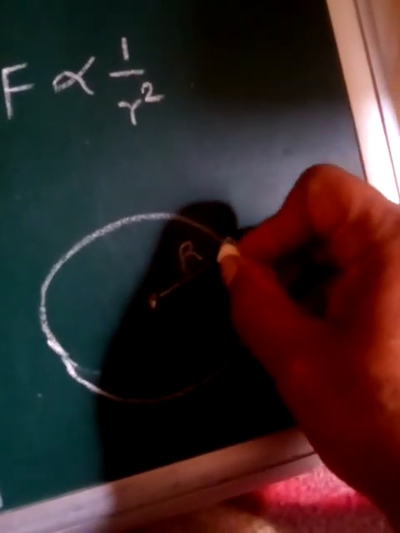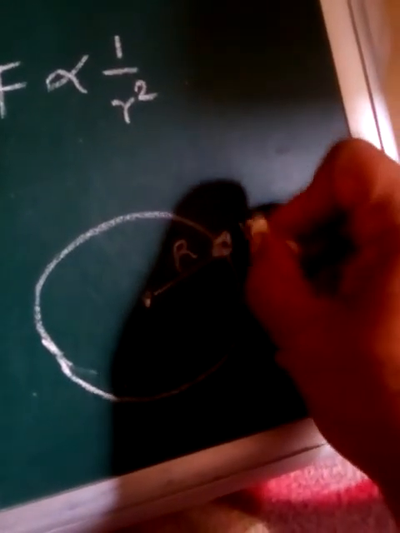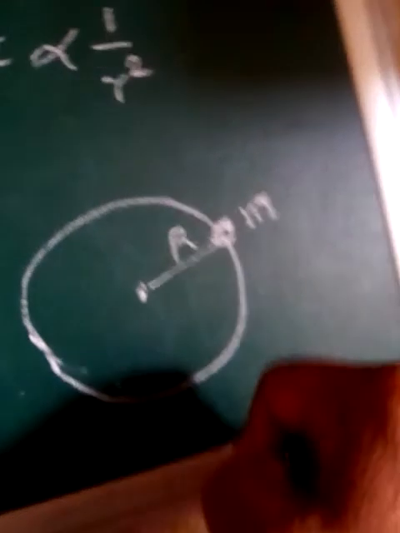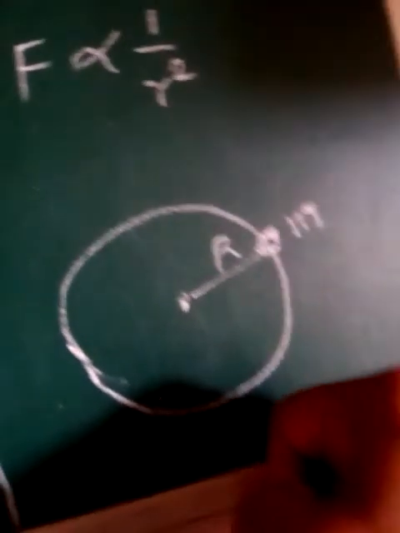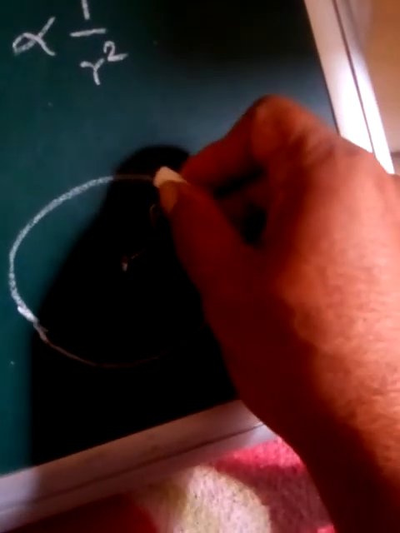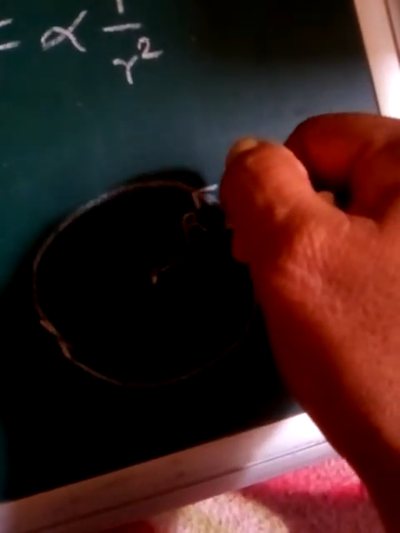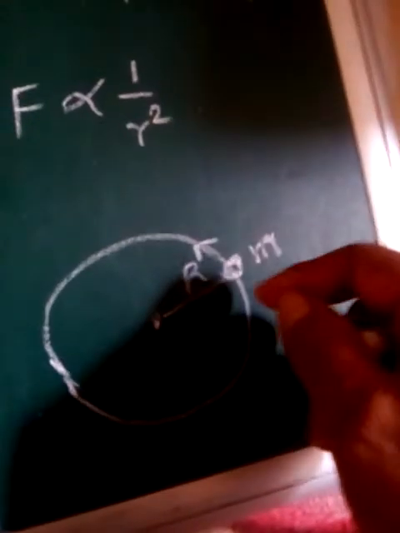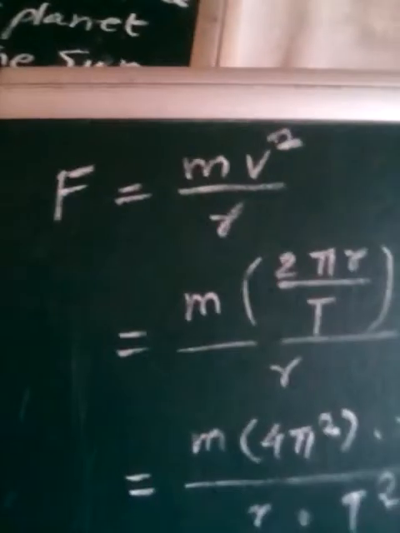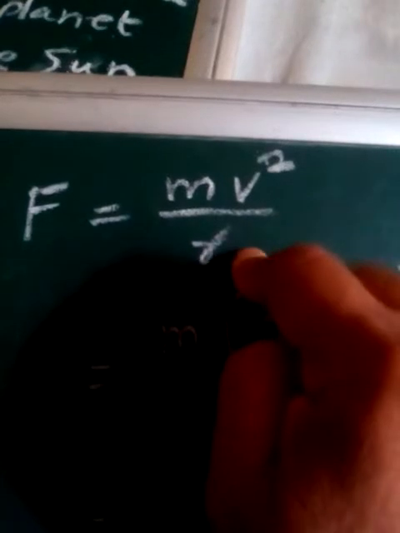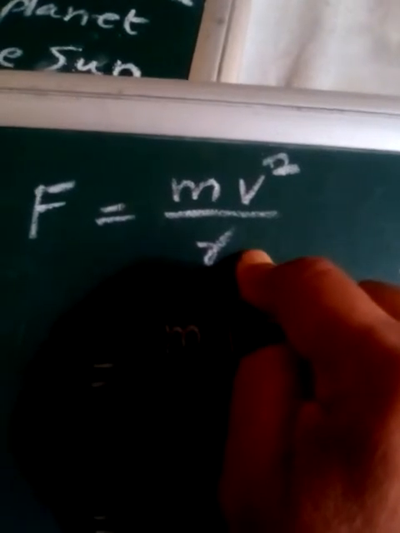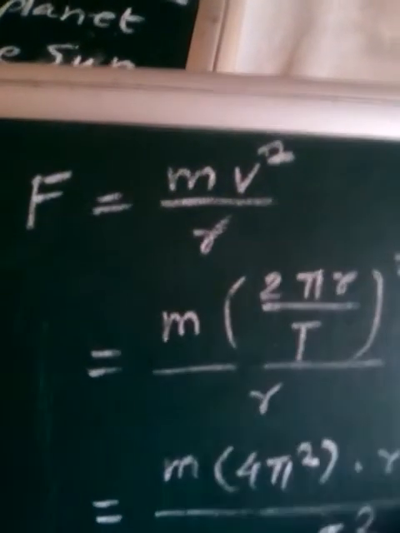So if this is the object of mass m, in this case a planet of mass m, and v is the linear speed of the object, meaning how much distance on the circumference it travels in one second, in unit time, that is linear speed. So this F is equal to mv square upon r. This we have already proved in the previous part of the video.